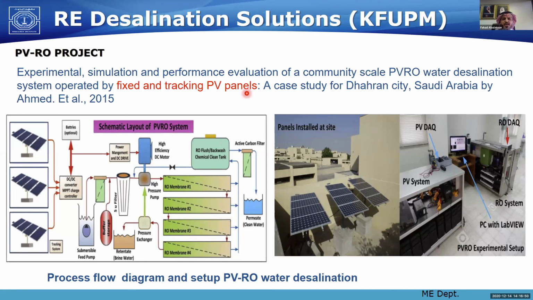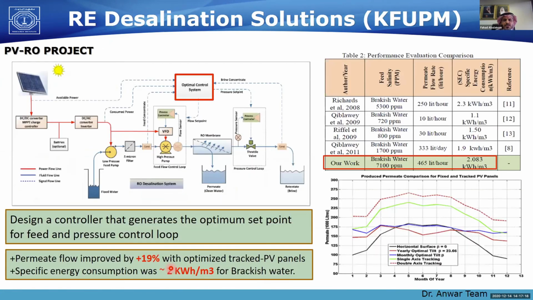So this is one of the experimental setups that we have, which has a PV system with tracking option, and it has an RO system. So the PV system is integrated with the RO system, and our colleague, Dr. Anwar, and his team developed a smart control system and several patents to have more smoothness to control the RO system. So these are just some of their results, which were conducted a few years back. And we are working on this one.